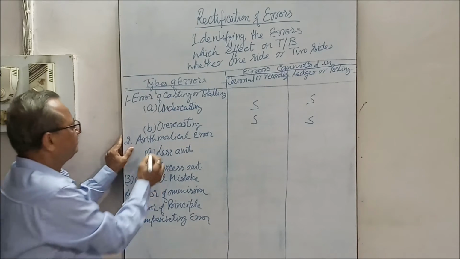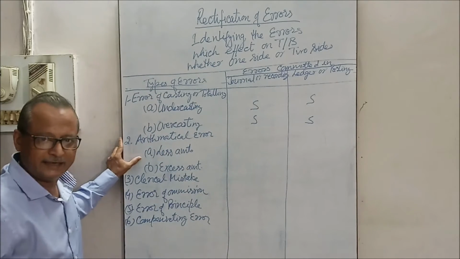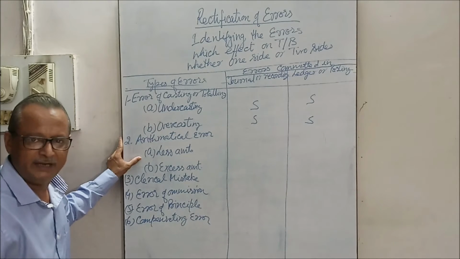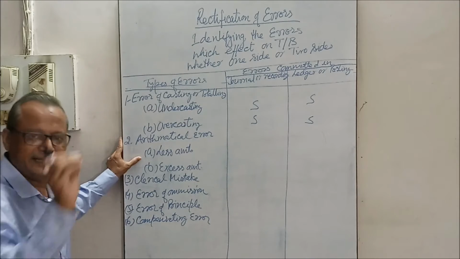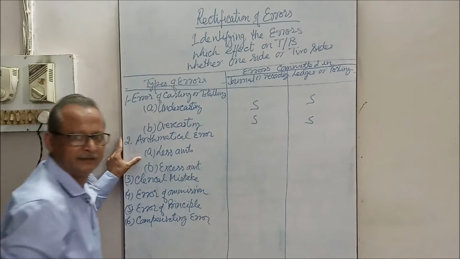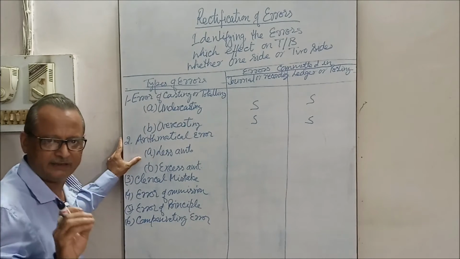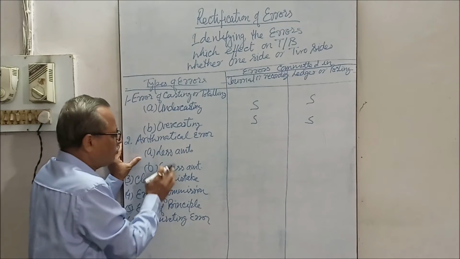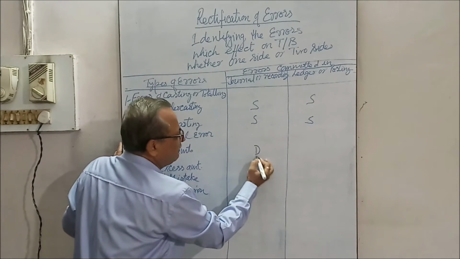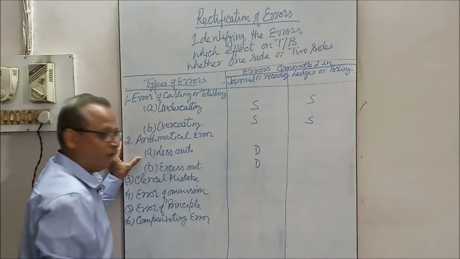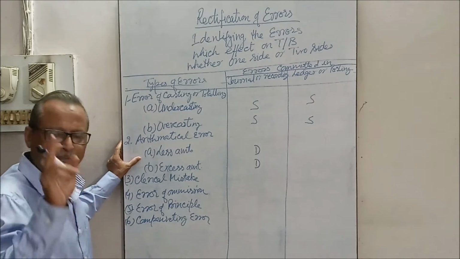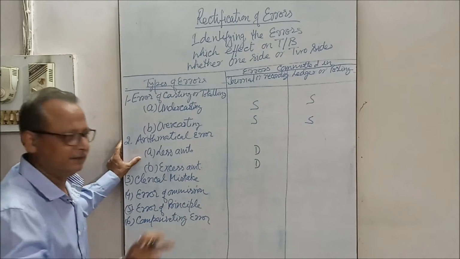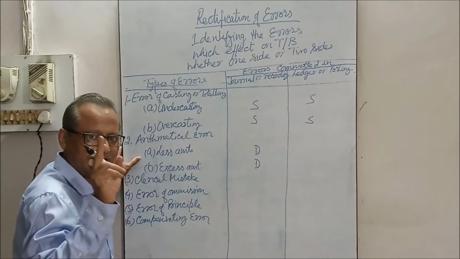Arithmetical error, that is, wrong digit has been mentioned, meaning wrong digit written in the books. If while recording in the journal a wrong digit has been written, then either less amount or excess amount, in both cases it is a double-sided error. But while posting, if the wrong digit is written or posted in one account, that will affect the trial balance. That is a single-sided error.